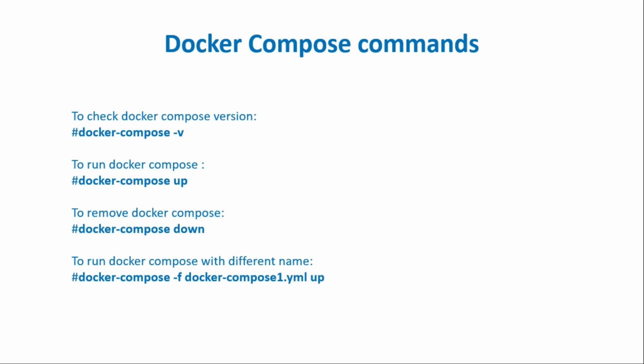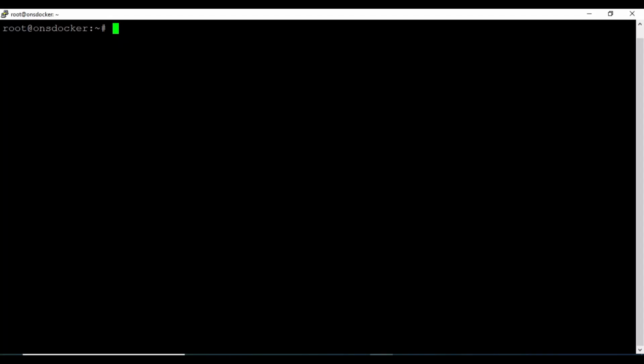So let's move on to our practical part and see some Docker commands. How can we create multiple containers through Docker Compose? Now you can see my screen. Firstly, we will check which version of Docker Compose has been installed in our system. How can we check? We type docker-compose -v. It will show which version of Docker Compose is installed on your system. You can see here 1.17.1.